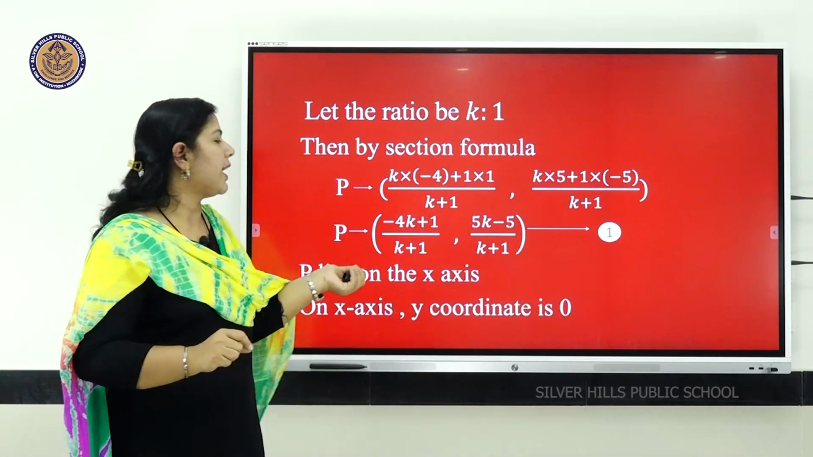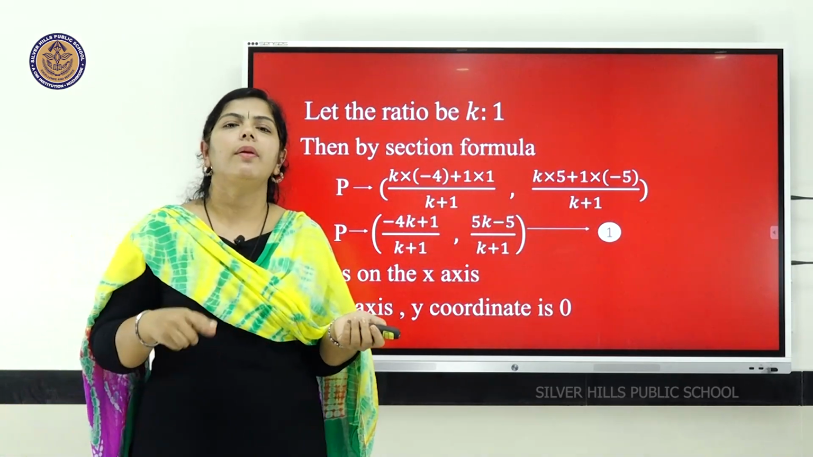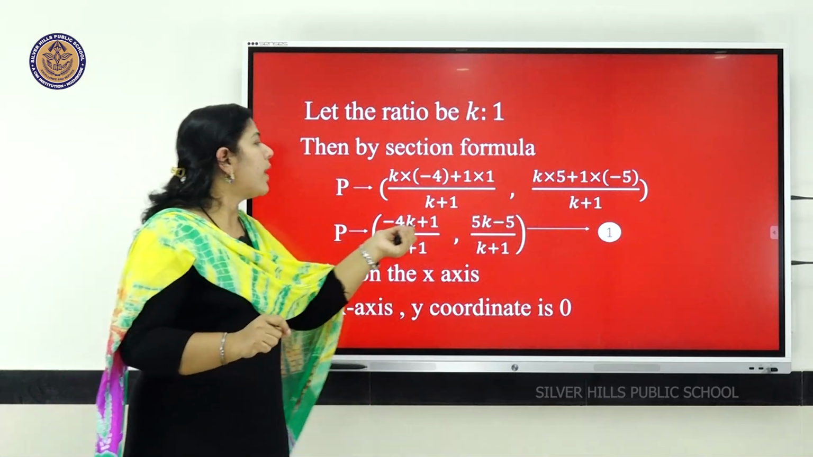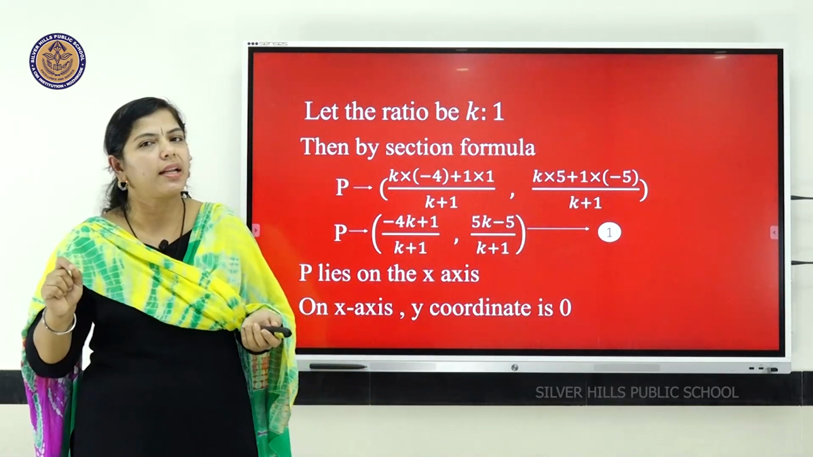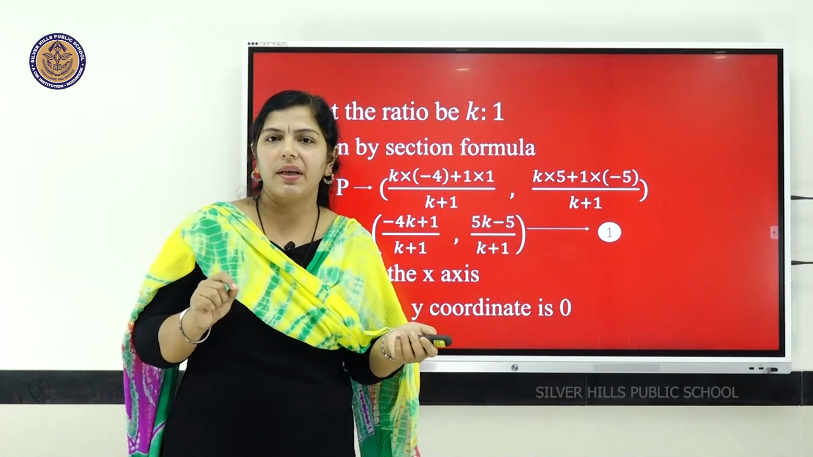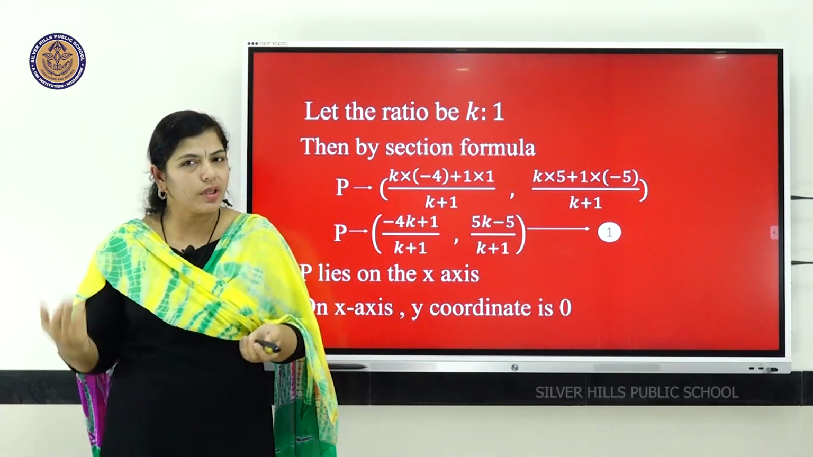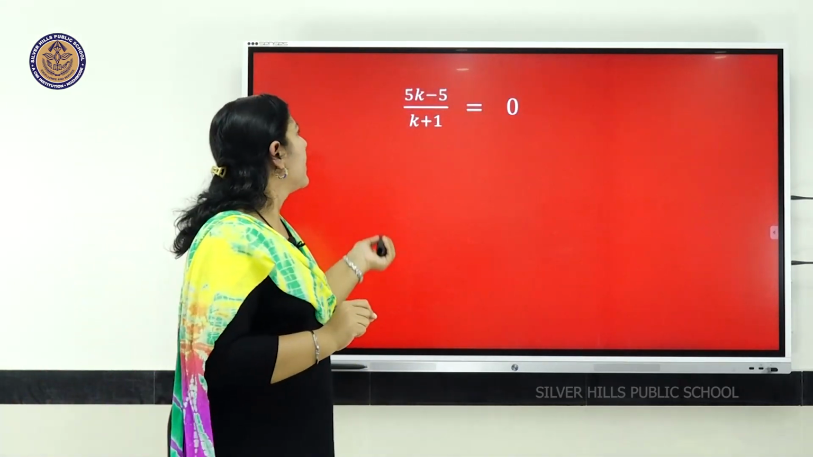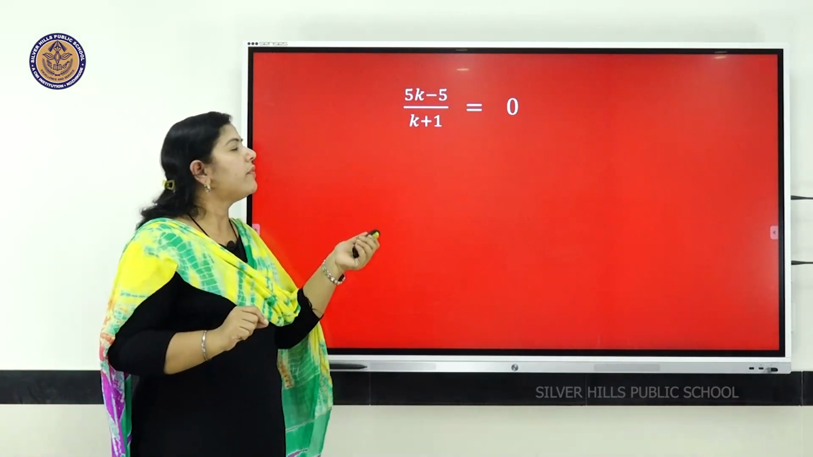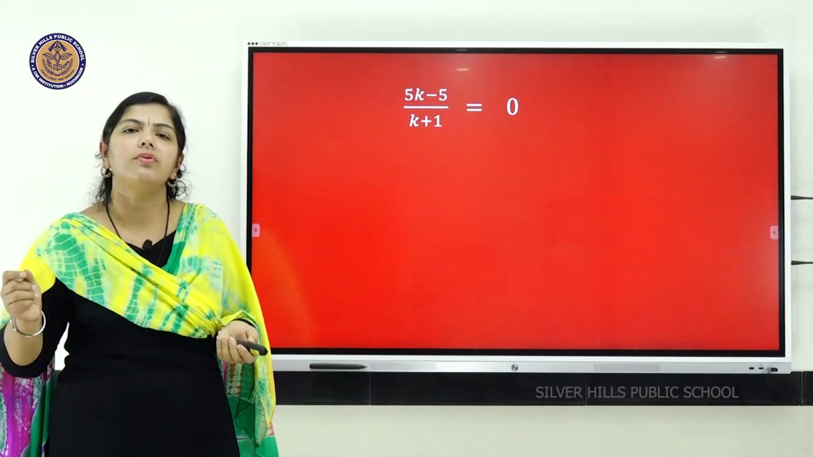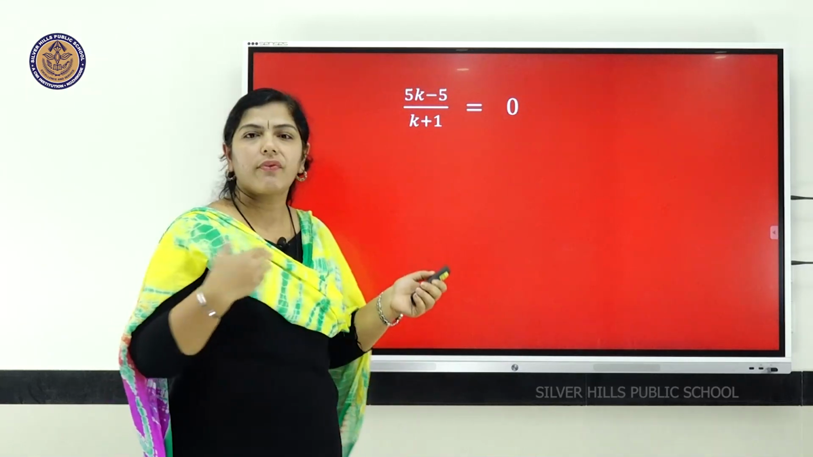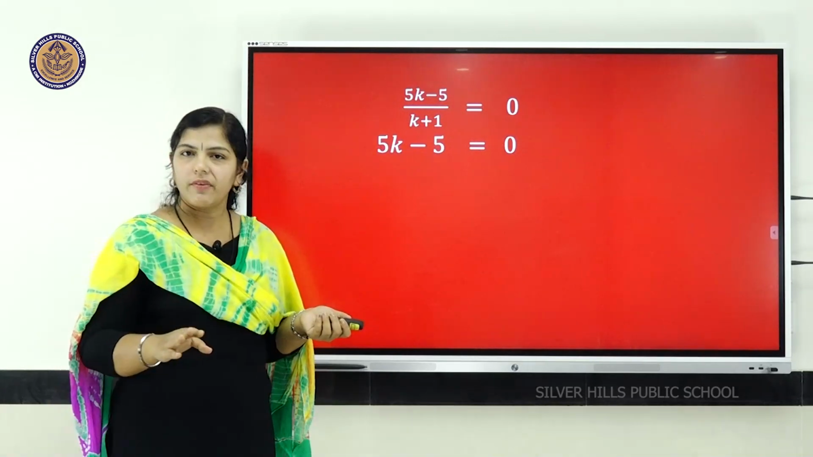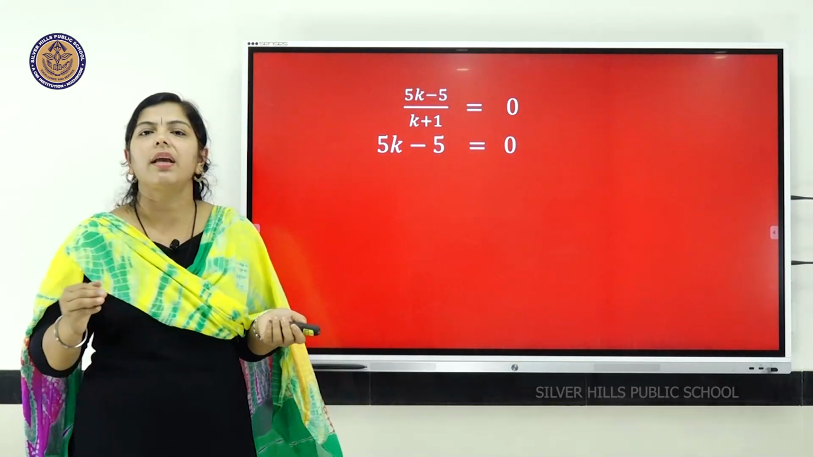So, if it lies on the x axis, the y coordinate will be 0. Okay. So, the y coordinate here is (5k - 5) whole divided by (k + 1), that will be equal to 0. That we have to equate and find the value of k. So, let us see, (5k - 5) whole divided by (k + 1) equal to 0. Now, we want to find the value of k, we will just cross multiply. So, the denominator becomes 0, only the numerator will be there, that is 5k minus 5 equal to 0.